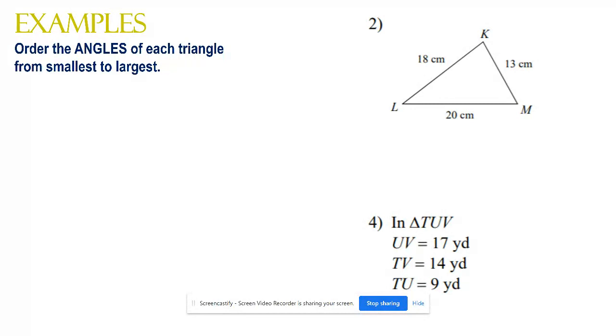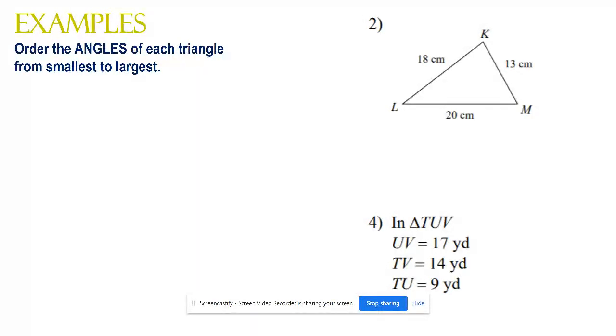We know that the largest angle is across from the longest side and the smallest angle is across from the shortest side. Now, like on number 2, you have a diagram. You can kind of look at it and get an idea of which angle is largest and which is smallest. But sometimes it can be really hard to tell. For example, it's really hard for me just to be able to look at this and know right away if angle M or angle K is larger. But when I use the side measurements, I can know for sure.